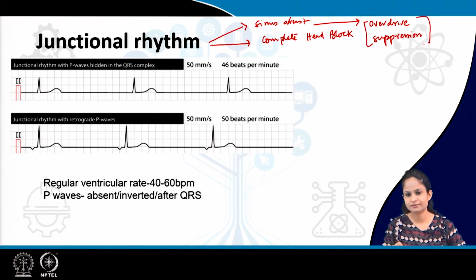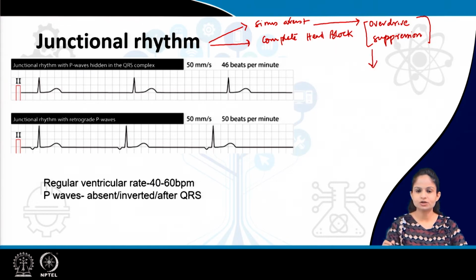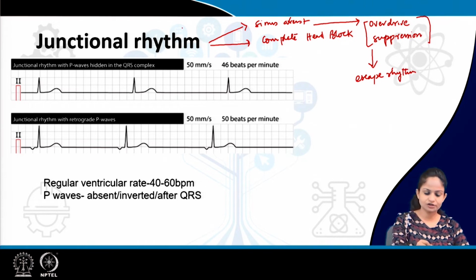Whenever the SA node keeps a check on the other tissues, it means it is suppressing the other tissues from generating their own rhythm. The SA node usually generates the rhythm because of its fastest automaticity. But whenever the rhythm is not generated by the SA node, the other nodal tissues will escape this overdrive suppression and beat on their own rhythm, and this is known as escape rhythm or junctional rhythm.